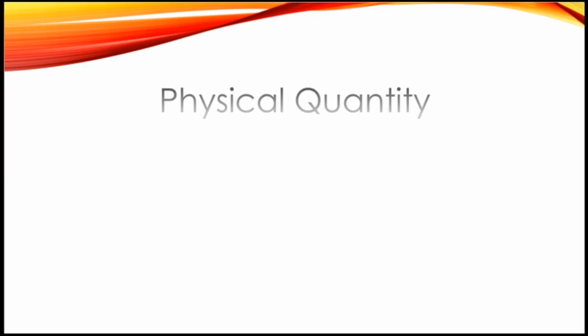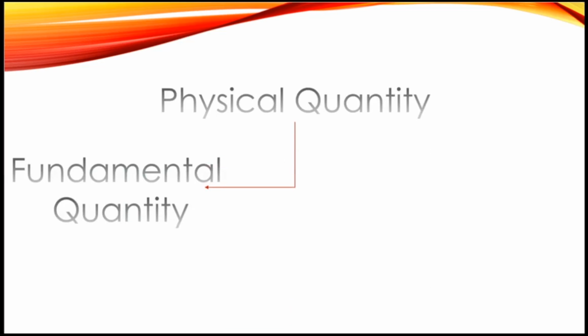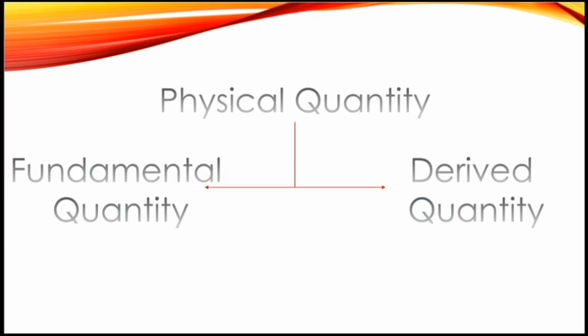Your physical quantities can be classified into fundamental quantity and derived quantity. So fundamental quantities are the most fundamental quantities. Okay, they are your basic units, whereas your derived quantities, they are dependent quantities or your derived units, which depends on your fundamental quantity, or let us say fundamental units.